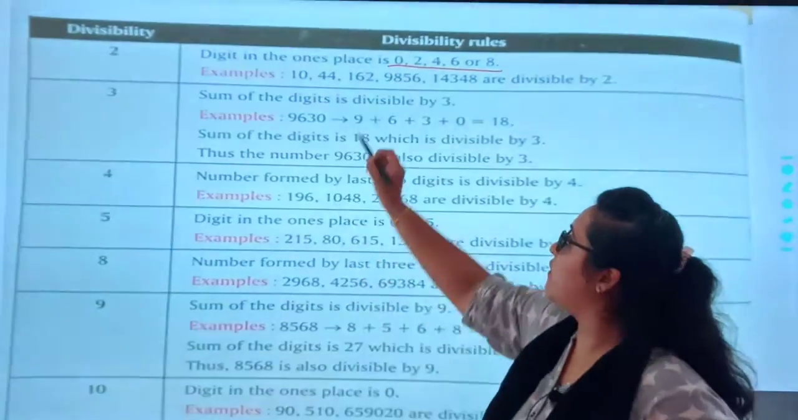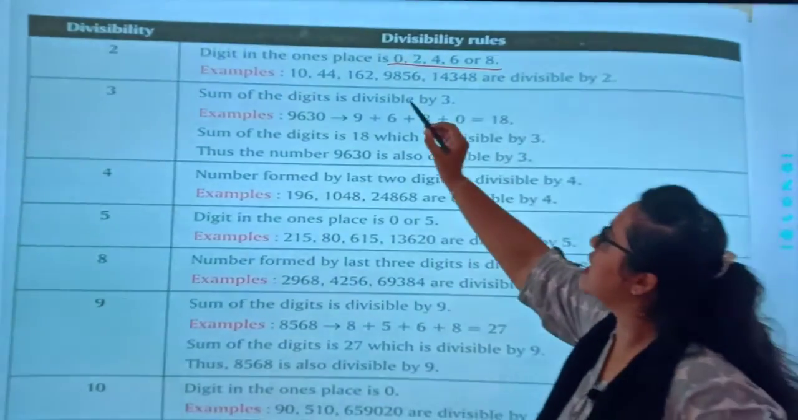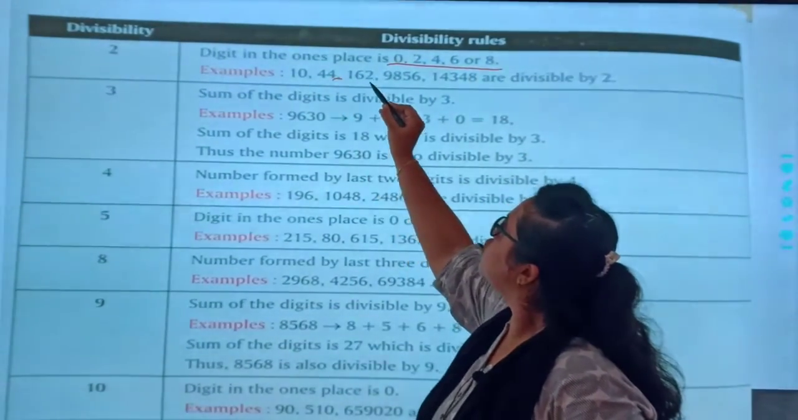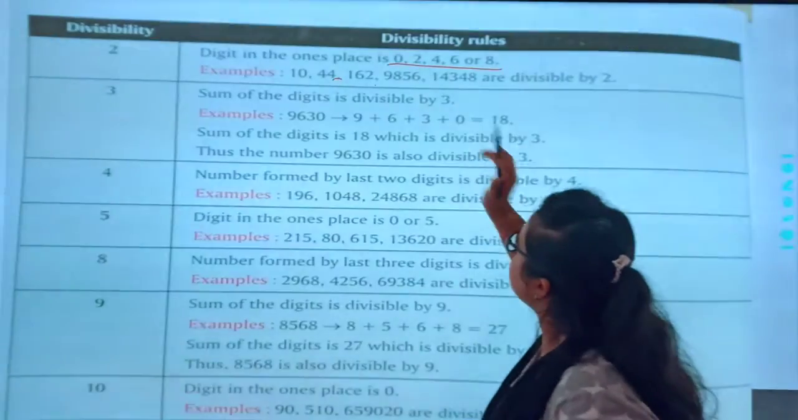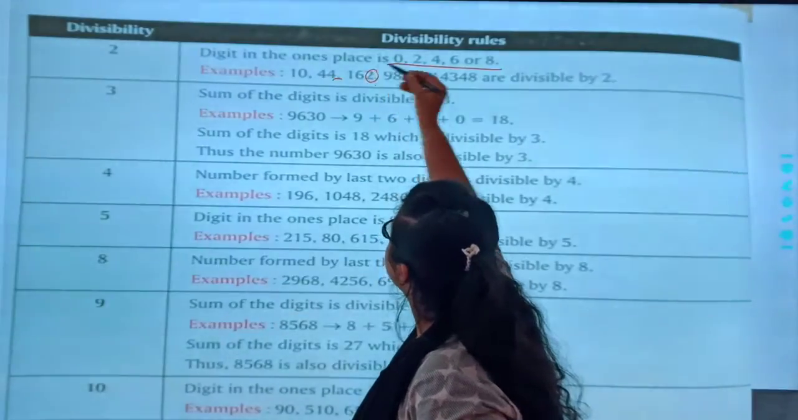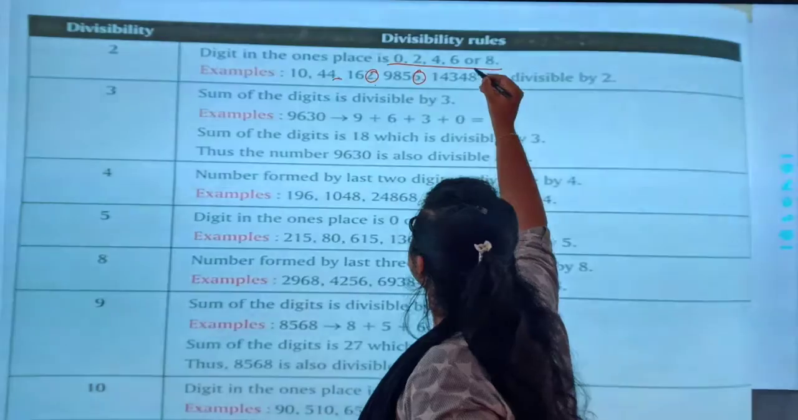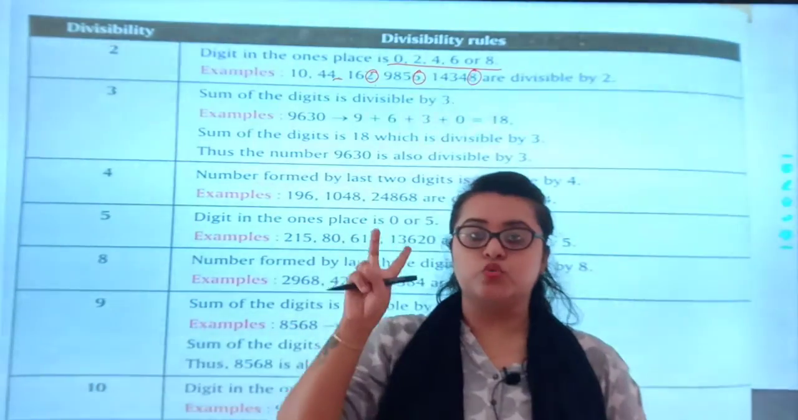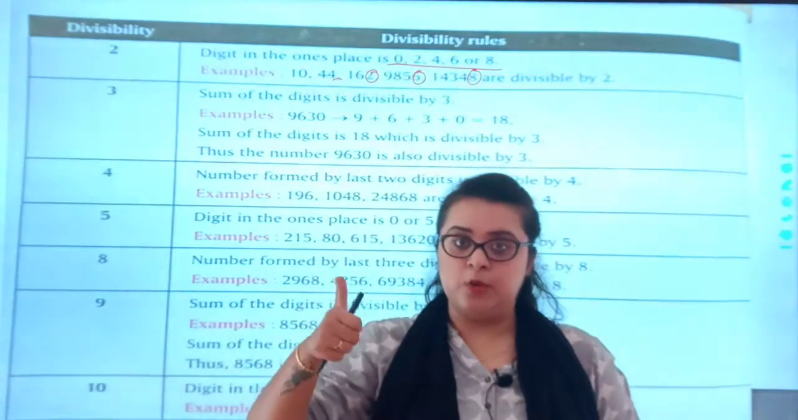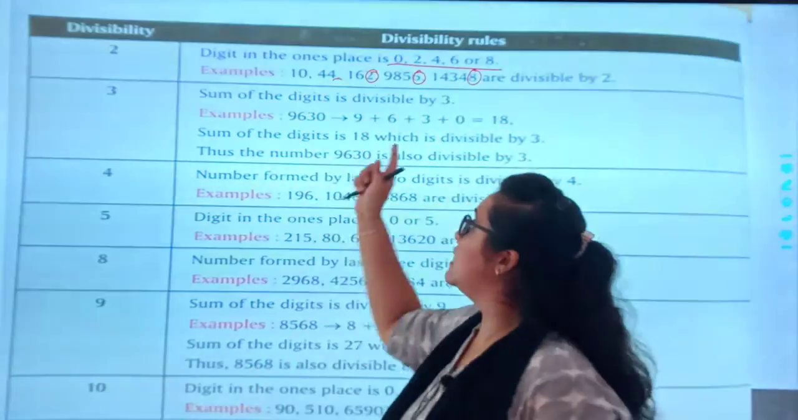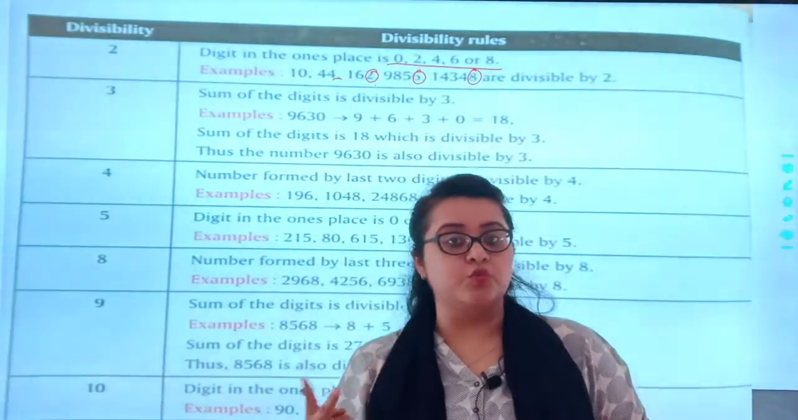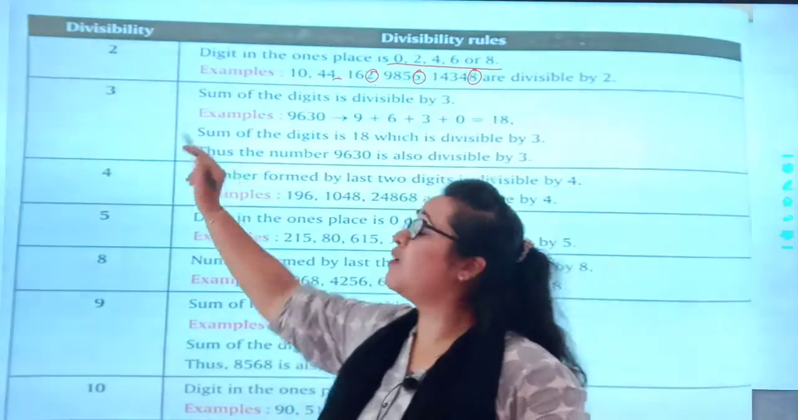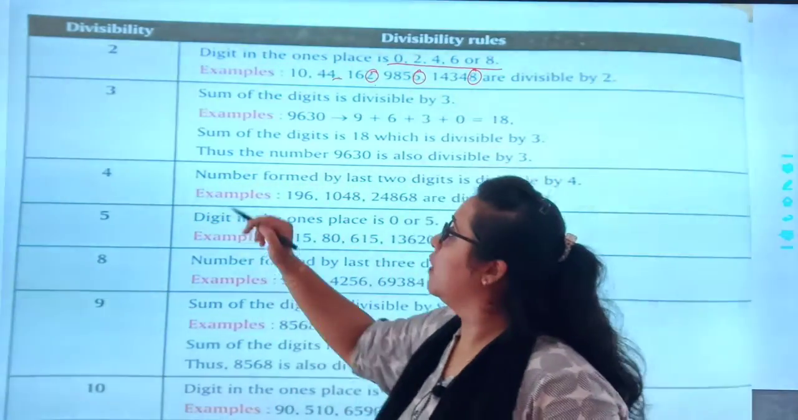Okay, students, have a look. In this case 4, 2, 4, 2, 6, 8. If the ones place has 0, 2, 4, 6, 8, I can say that this number is divisible by 2.